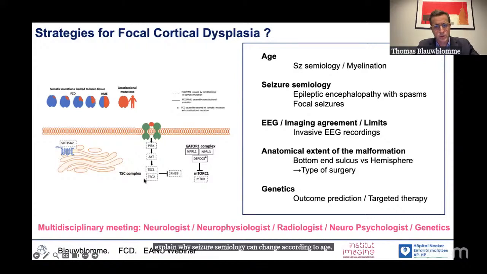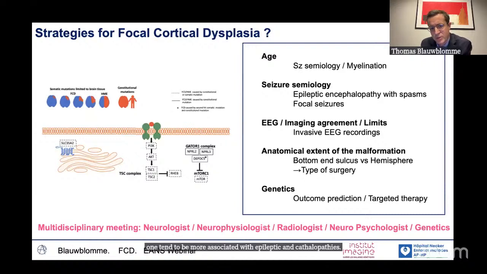But seizure semiology can also be associated with the extent of the malformation, and therefore, epileptic encephalopathy associated with asymmetric spasm is not per se a contraindication to the surgery. It will give you a clue that the disease is more widespread, but it's not a contraindication to go to further exploration. So seizure semiology is associated with age. It's associated also with the extent of the disease, but it's also associated with the pathologic process, as FCD type 1 tend to be more associated with epileptic encephalopathies.